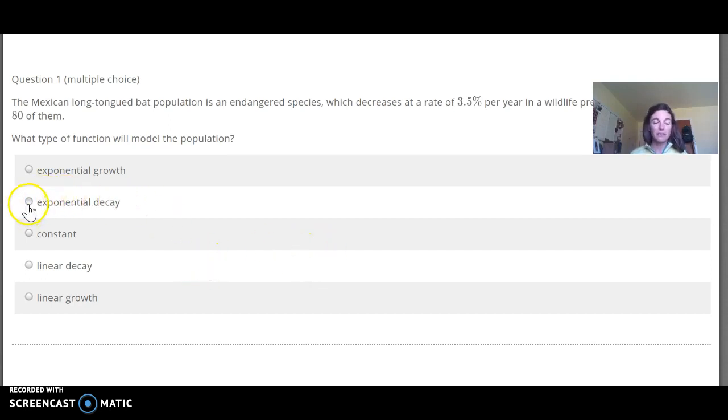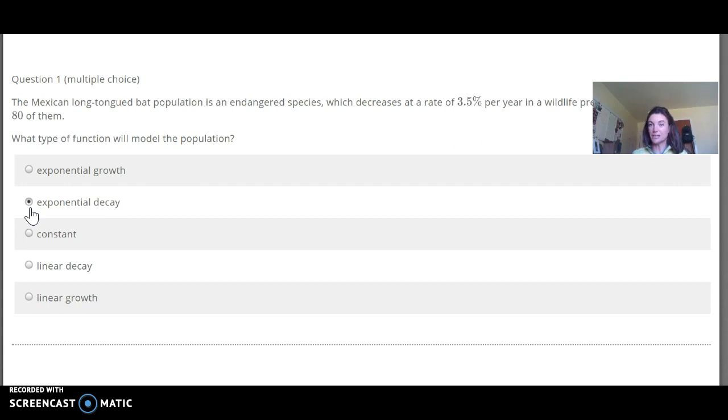All right, but let's think about this. If in year 1 there's 80 and it goes down by 3.5%, let me figure out what that would be. Okay, so in year 2, there's only going to be 77 of those bats, and then it's going to still go down 3.5% of that. So the 3.5% is staying the same.